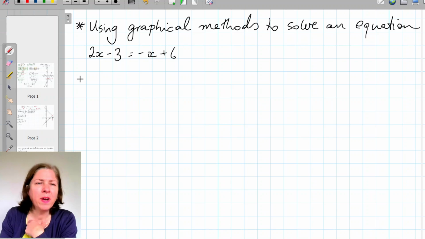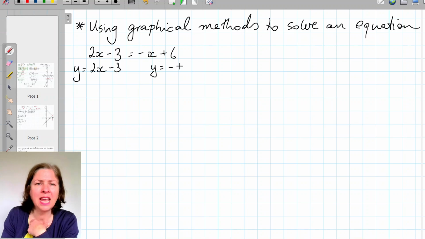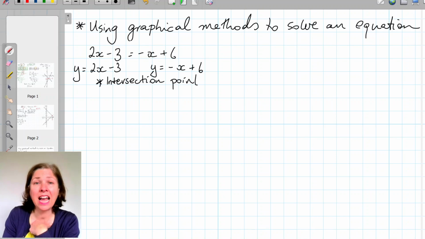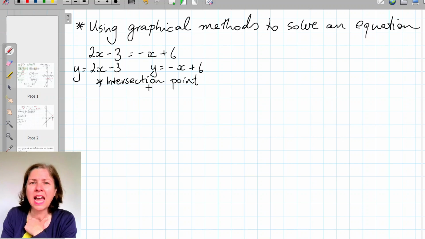So in order to solve this equation, instead of using our algebra, we're going to sketch these two graphs, y equals 2x minus 3 and y equals negative x plus 6. And then what we're going to look for is the intersection point. That's the point where those two graphs meet, and the value of x will give us the solution to this equation.